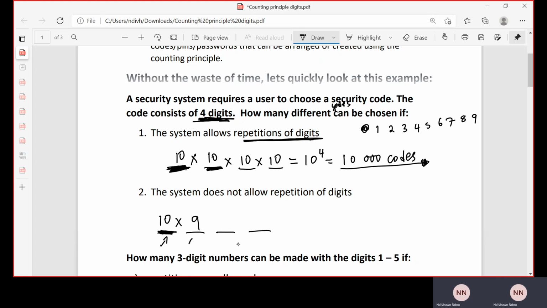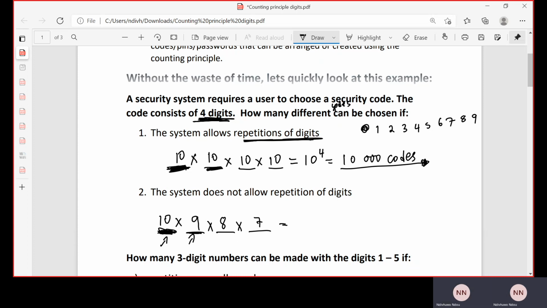Now you have filled 2 spaces with digits. It means from your choice of 10 digits, 2 are gone. Remember, repetition is not allowed. 2 are gone. How many are you left with? 8. Then how many are you left with?